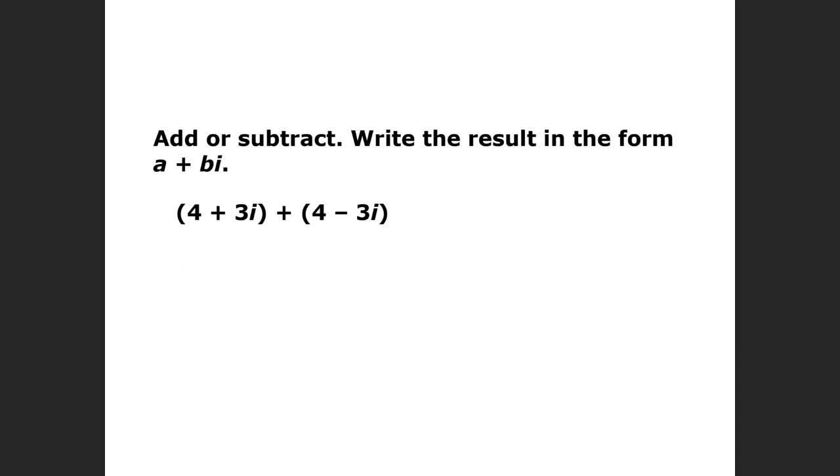Add or subtract, write the result in the form a plus bi. Again, I've got 4 plus 4, so that's just going to give me 8 plus, and then 3i minus 3i, well, that's just 0. So if I simplify this down, my answer is just 8. I could put plus 0i if I wanted to. I don't have to. I mean, 0i is just 0.